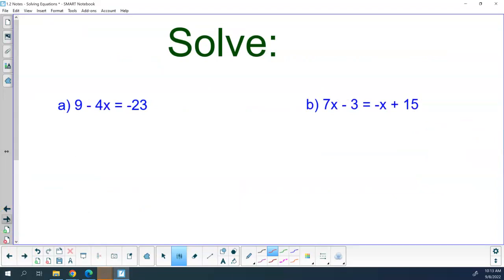All right. Let's solve some equations. Really what we're going to do today, we're just going to solve equations. We're going to solve different kinds of equations. And we're going to solve and solve and solve and solve until we can't solve anymore. Okay.